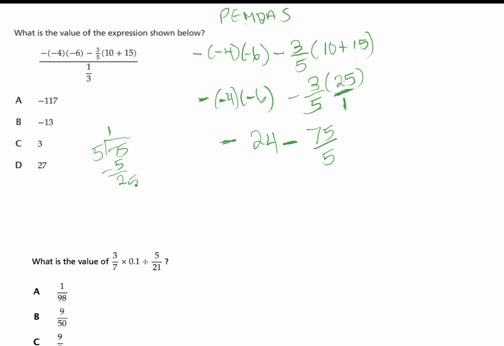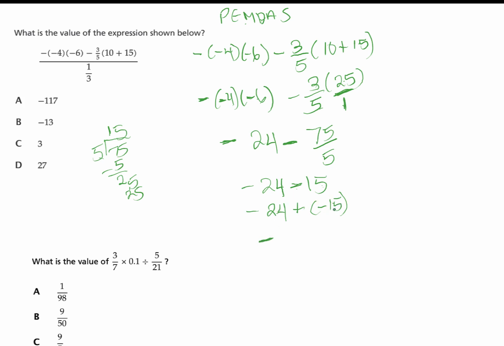And bring down the 5, and 5 goes into 25 5 times. So that's 15. So this is actually negative 24, take away 15. Now we're subtracting integers, and the rule says keep the first, change the subtraction sign to an addition, and change your second integer to the opposite. And if the signs are the same, you're going to add and keep the sign of the larger.